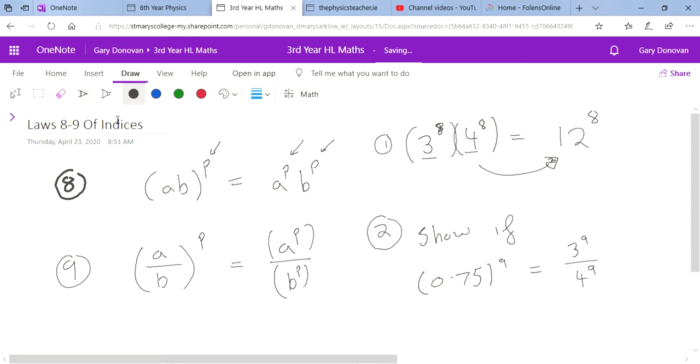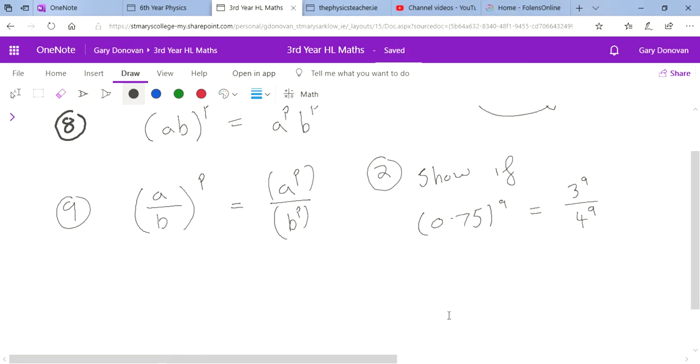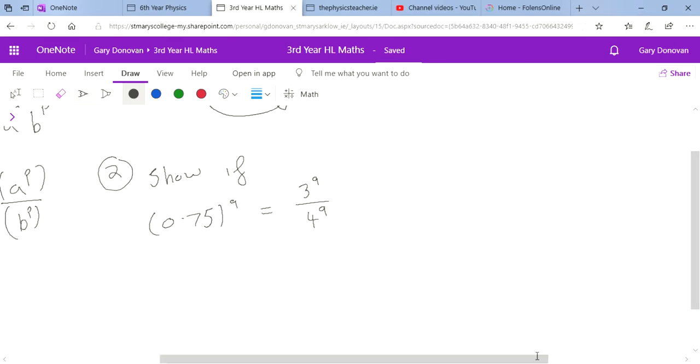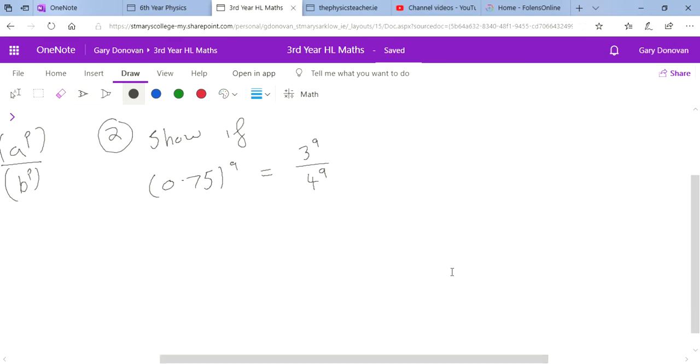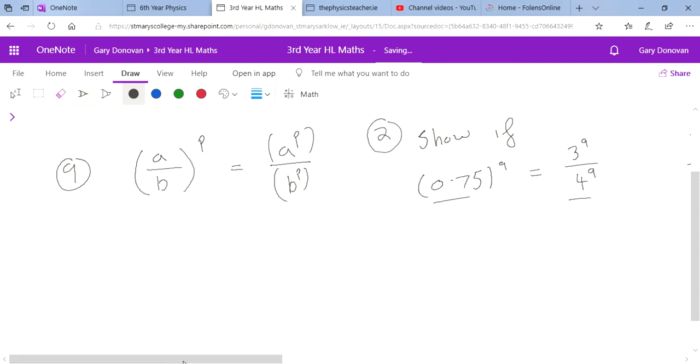Now what people try and do in this question is they try and just go to their calculator straight away and show the answer. But if they ask you to show it, you have to just step by step say why is the left hand side of the equation equal to the right hand side. So there's lots of different ways you can do it, but we know that 3 to the power of 9 over 4 to the power of 9 would be the same as 3 over 4 all to the power of 9 from our ninth law of indices, from this rule here.